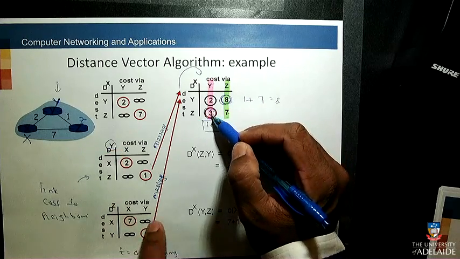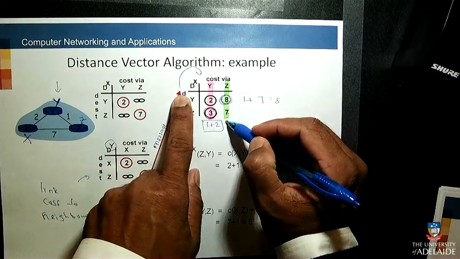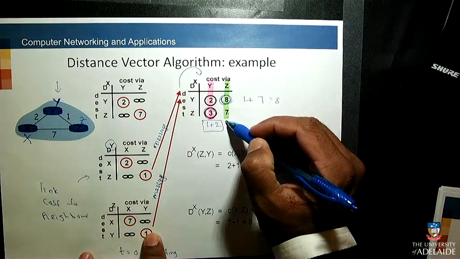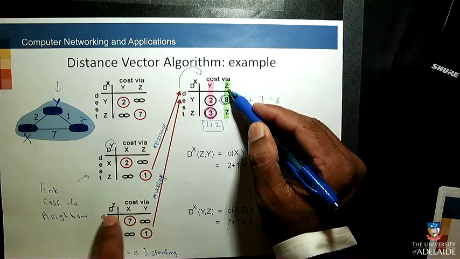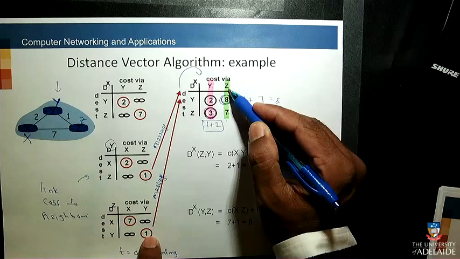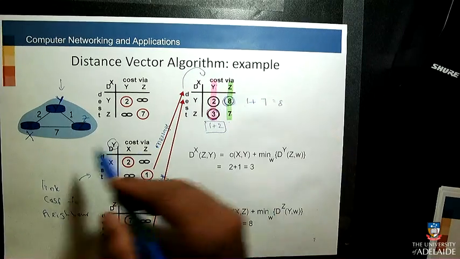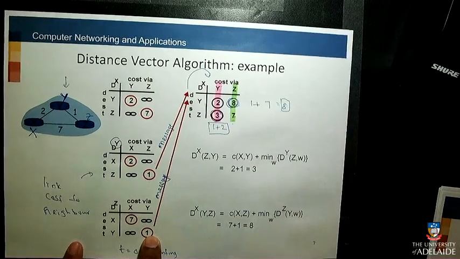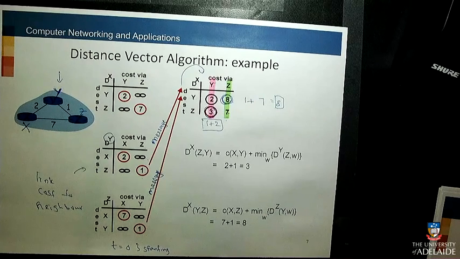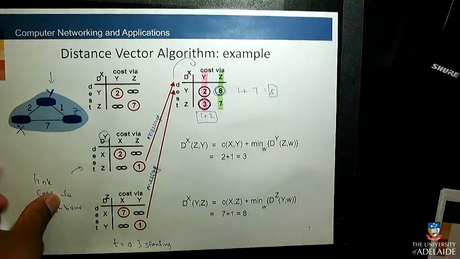I get the message from Z, then I look at Z's column, and I find that I can actually get a better cost to get to Y via Z, because Z just told me I can get to Y with a cost of 1. And I can get to Z with a cost of 7, so that's 8. This process continues until no new routing information is available, or the routing tables stop changing.